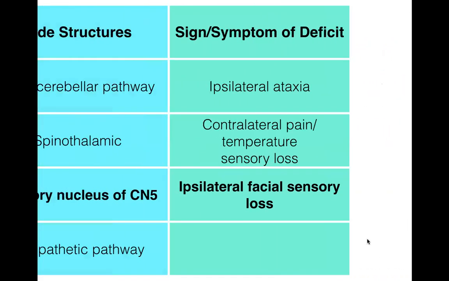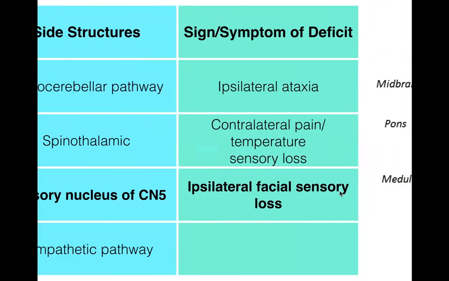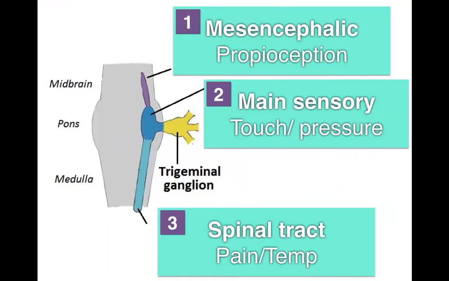Well, the third side structure located on the brainstem is the sensory nucleus of trigeminal. And as you know, trigeminal is responsible for transmitting the sensory information coming from the face. So if there's a lesion affecting this, the manifestation would be ipsilateral facial sensory loss. Let's take a look at this nuclei because it's very long. It practically spans the entire length of the brainstem.